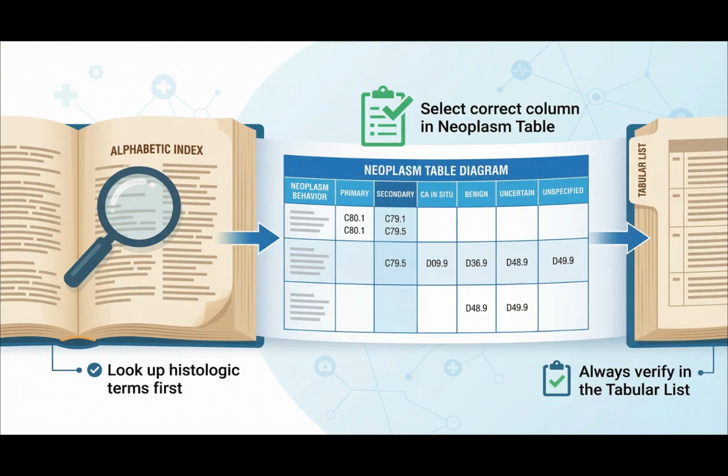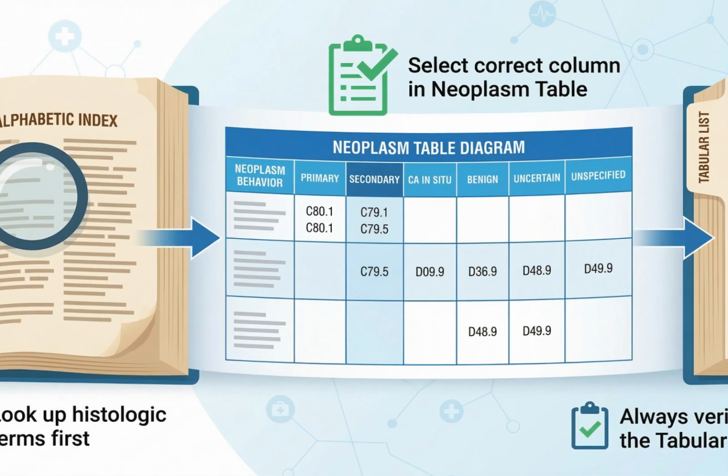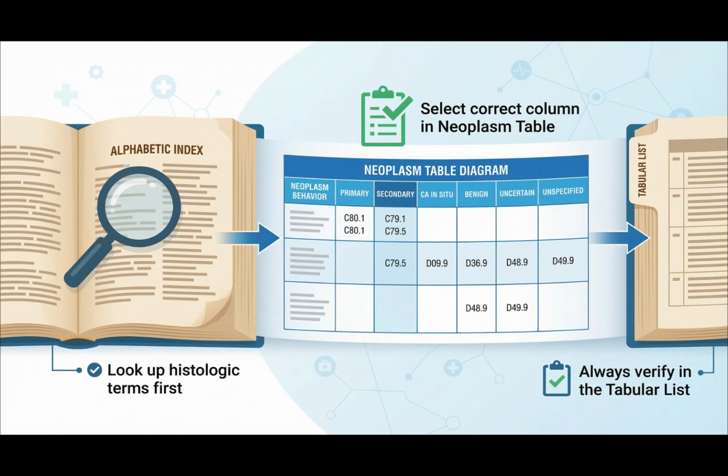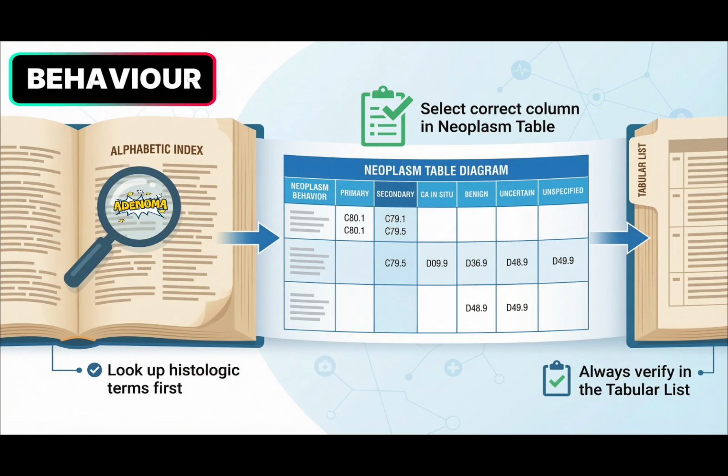Using the neoplasm table correctly is one of the most important skills in cancer coding, and it always starts in the alphabetic index. Never jump straight to the neoplasm table. The index tells you how ICD-10 wants you to think before choosing a code. If a histological term such as adenoma is documented, you must look up that term first in the alphabetic index. This step helps you determine the correct behavior of the neoplasm and directs you to the appropriate column in the neoplasm table.